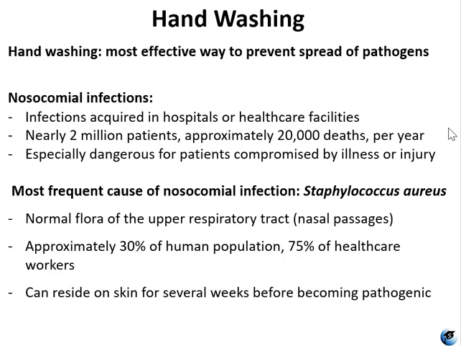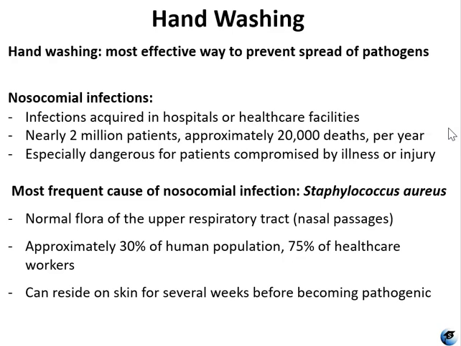Nosocomial infections are those that are acquired in hospitals, healthcare facilities, or other hospital-type settings. Nosocomial infections infect nearly 2 million patients and cause about 20,000 deaths per year. For example, in 2011, more than 720,000 hospital-acquired infections occurred in hospitals in the United States, according to the CDC. About 22% of those nosocomial infections occurred at a surgical site, and cases of pneumonia accounted for another 22%. Urinary tract infections accounted for an additional 13%, and then 10% were primary bloodstream infections.